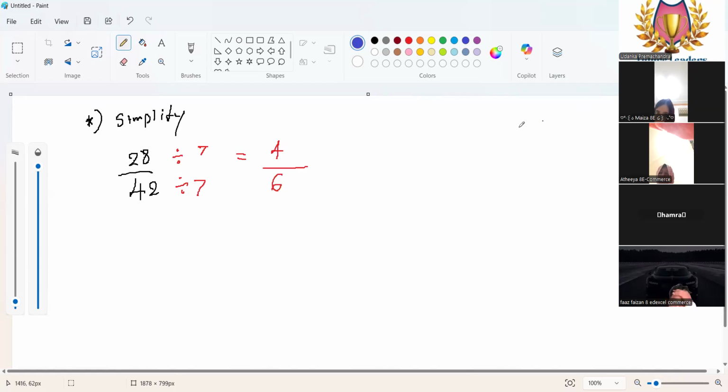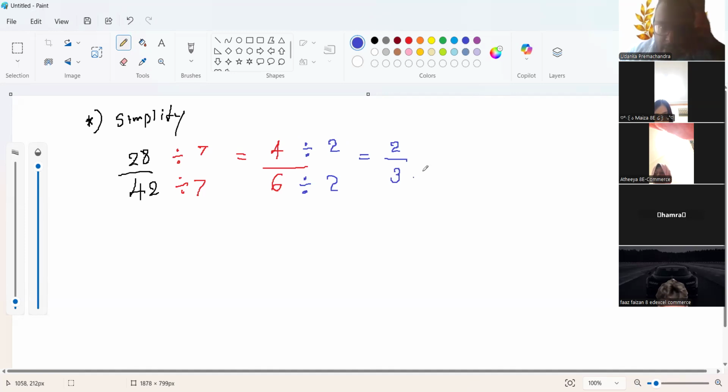After simplifying a fraction, you cannot divide more than that. Okay, if I consider 4 over 6, can you divide again? What can you do? Yes, you can divide by 2. Good. So if you divide by 2, 4 divided by 2 is 2, and 6 divided by 2 is 3. So the final simplified value is what? 2 over 3.